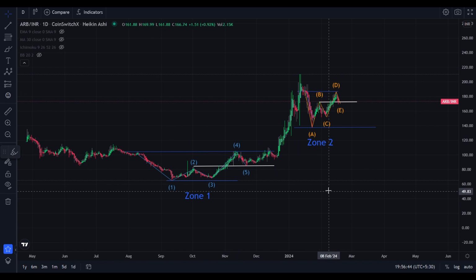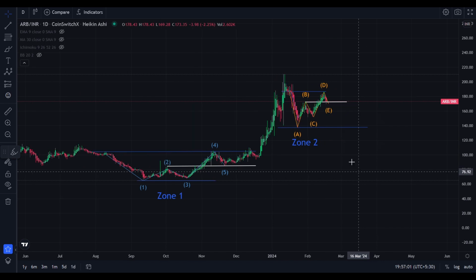Now similarly, in zone 2 also there are a lot of similarity points. Points A and C are in the lower supporting zone. Points O and D are in the upper resistance zone. Similarly, point B is already covered and point E is almost covered. So these are the important zones from where the breakthrough starts or from where the trend reversal starts.